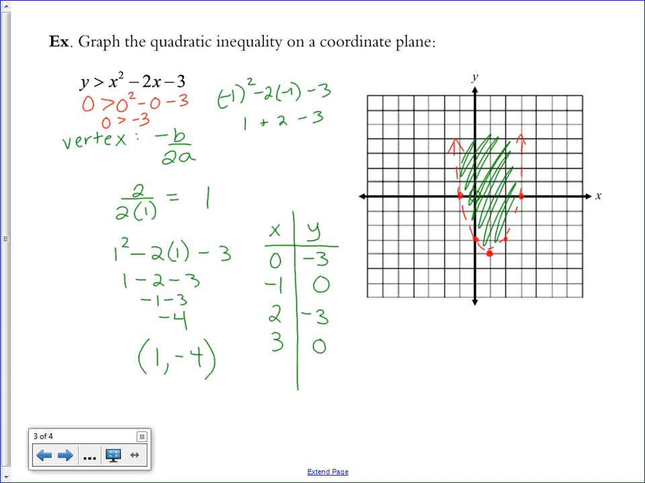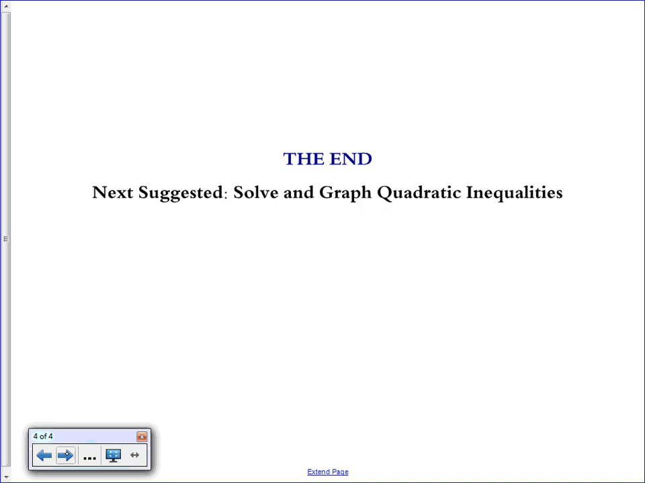And indeed, if your parabola continues on forever, which it does, the shading also includes all of this, infinitely on forever. And that is all.